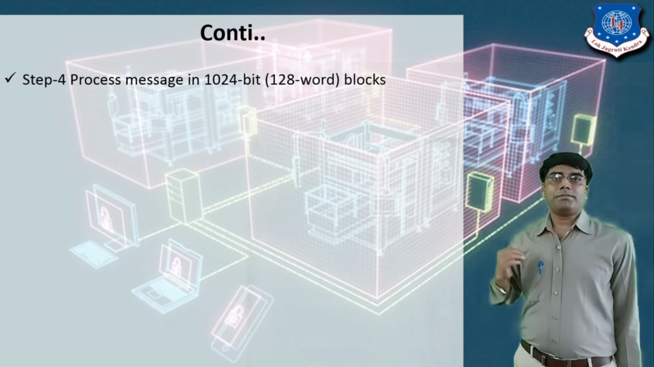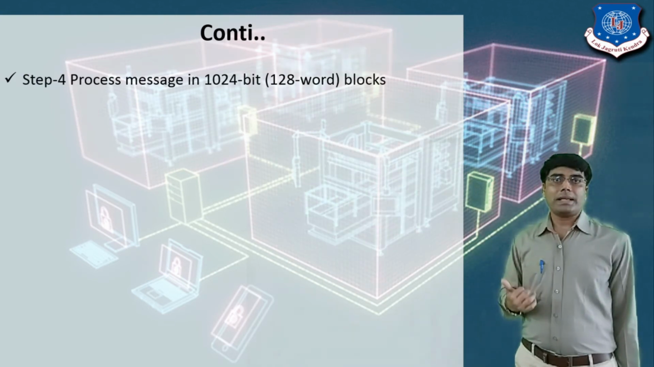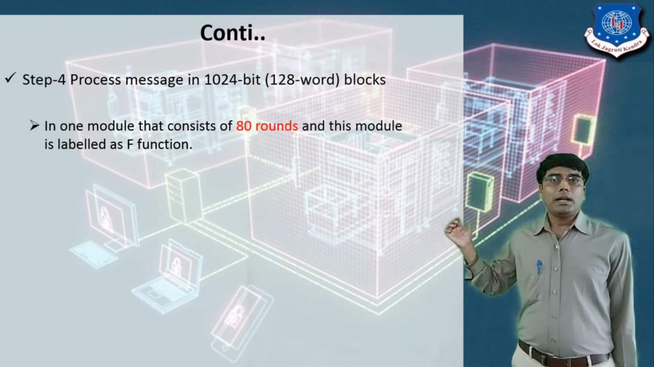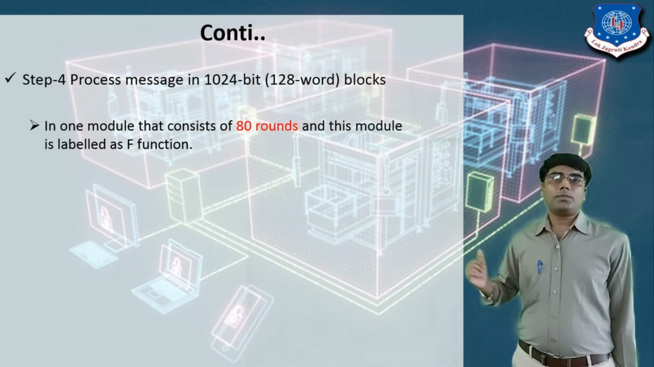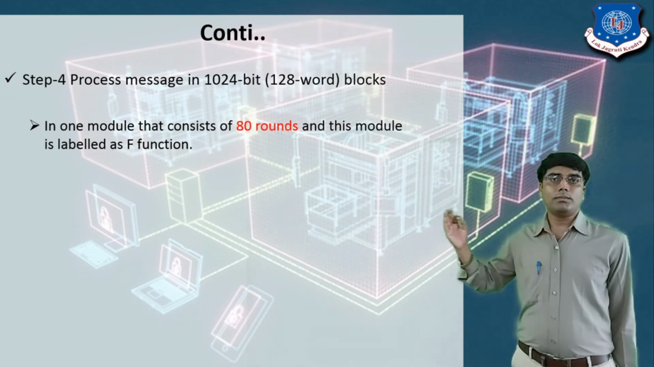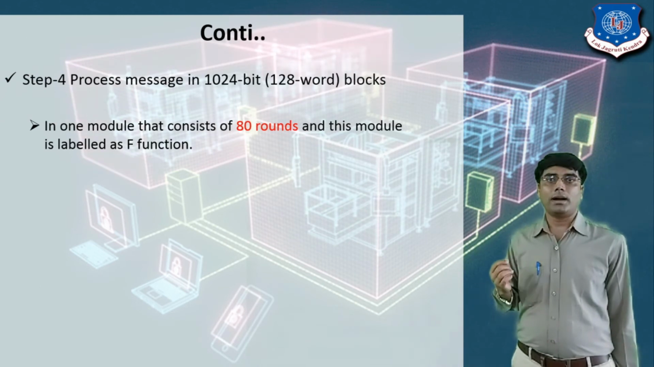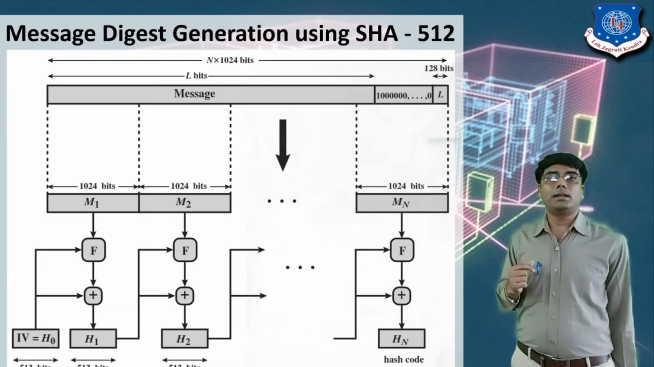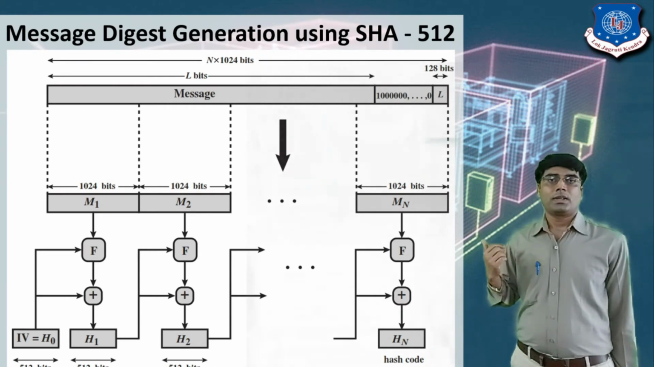Now step 4 processes the message in 1024-bit blocks. It means that here one module consists of 80 rounds, and this module is labeled as the F function. You can see in this figure that F represents the function.